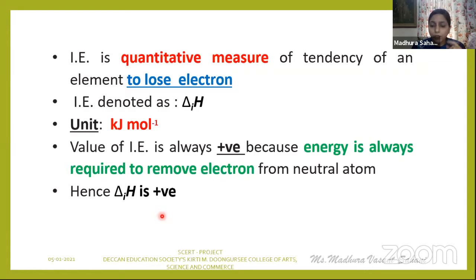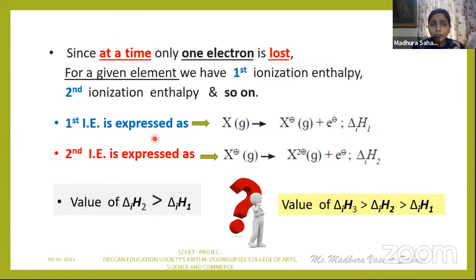Now, one more important thing: since at a time only one electron is lost from the given element, first ionization enthalpy, second ionization enthalpy, and third ionization enthalpy are possible. I repeat, at a time only one electron is lost from the given element, and therefore first, second, third, fourth ionization enthalpies are possible for that particular element.